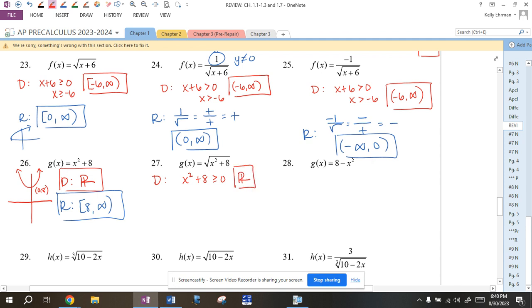If you're not sure on that, if you start solving for x squared, if you think about square rooting here, you're going to get an imaginary number. So that's also your hint that there are no restrictions on x.